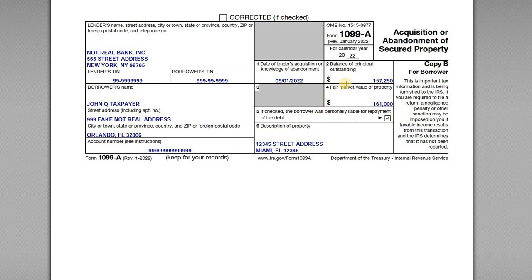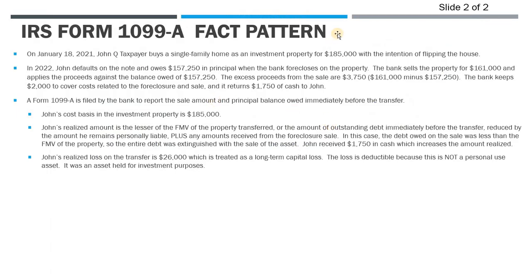for the debts. Now, the balance outstanding on the date of repossession was $157,250, and then there's the fair market value of the property when it was sold, so $161,000. Now, the property was taken from John, but again, this is a piece of real estate that was an investment, so he needs to figure out whether he has to report this on his return, and whether he gets a gain or loss on it. And the answer is yes, you definitely want to report it, and because it's an investment property, it's not personal use property. If you do realize a loss, you can deduct the loss. If you have a gain, you're certainly required to report the gain.